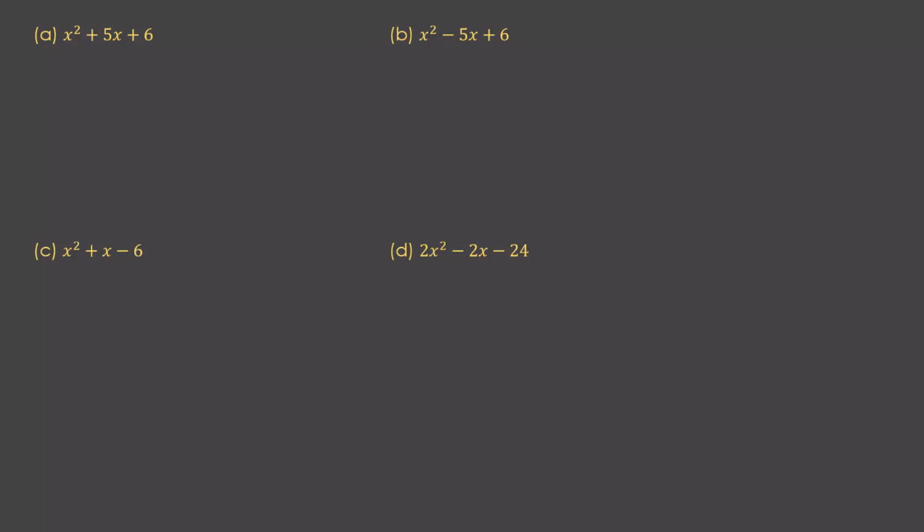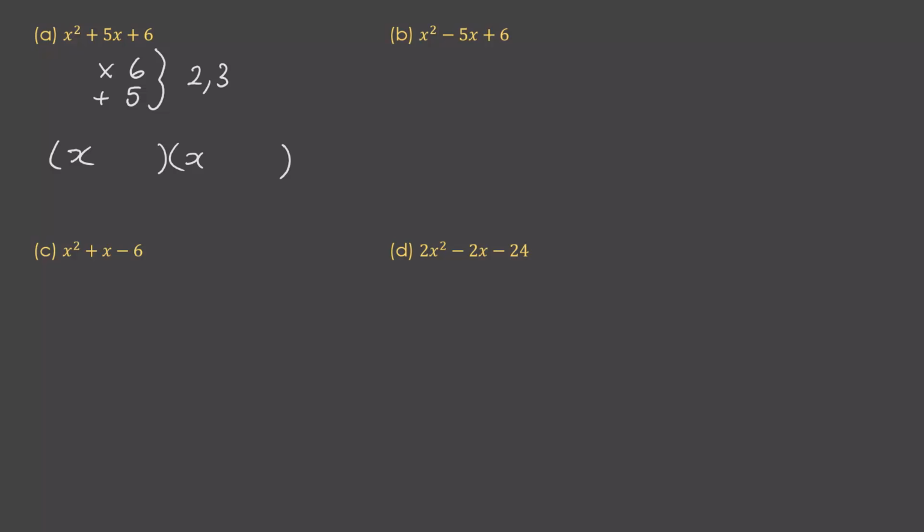So we want to factorise each of these. Now, following what it says in the intro, I'm just going to write down a pair of brackets and put an x in the front of each one. Then I'm going to look for numbers that multiply together to give me 6 and add together to give me the coefficient of x, which is 5.